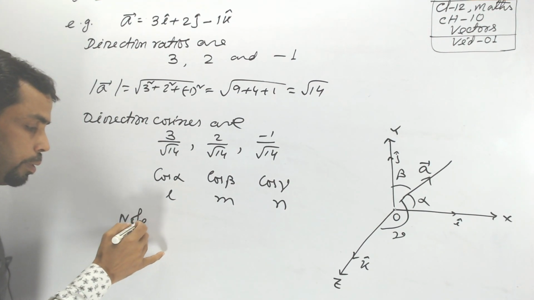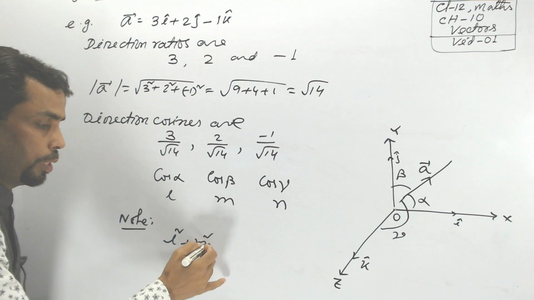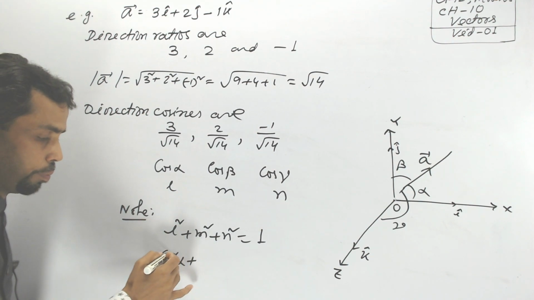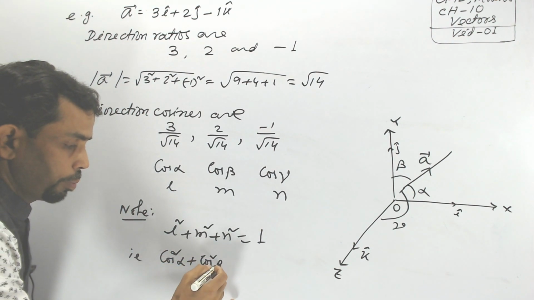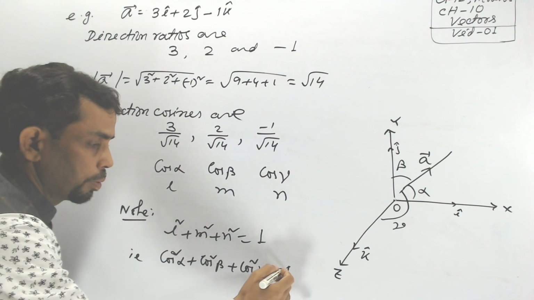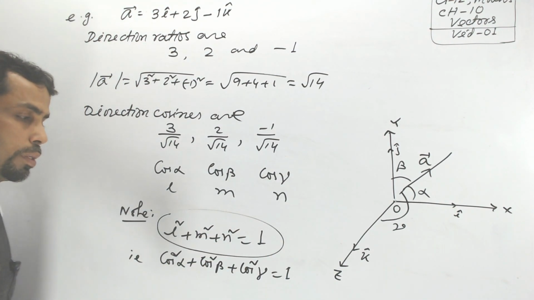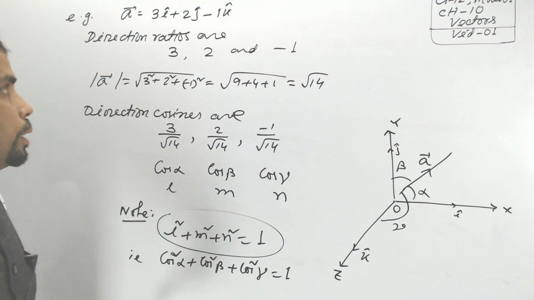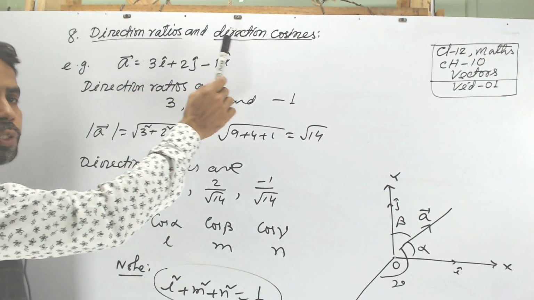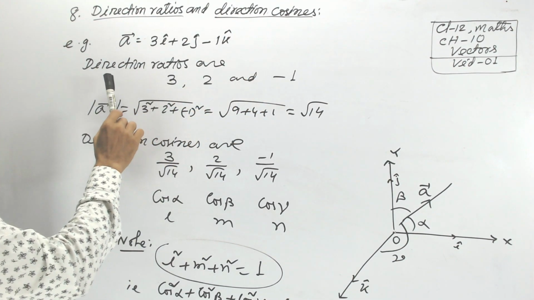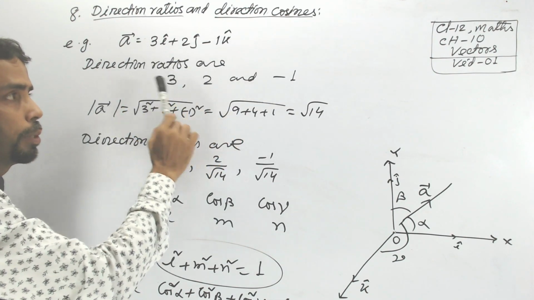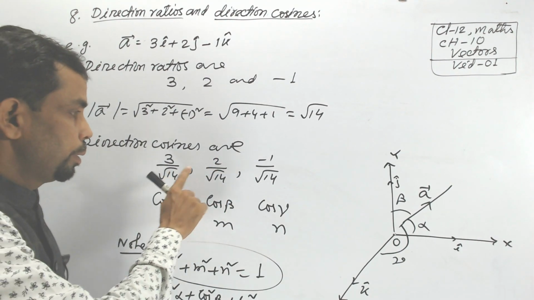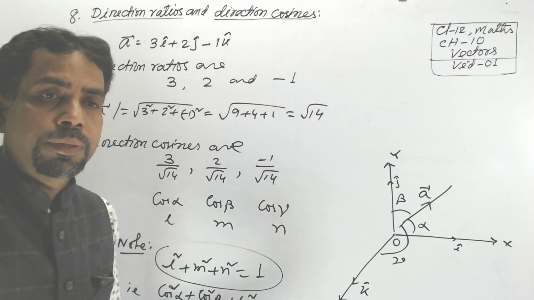And remember, L square plus M square plus N square will always be equal to 1. That means cos square alpha plus cos square beta plus cos square gamma is always equal to 1. You remember this result because there are many questions which we solve by this concept. So this is about direction ratio and direction cosines. Direction ratios are just the coefficients of ijk, only the numbers, and direction cosines are the direction ratios divided by the magnitude. And this is the physical significance of direction cosines.